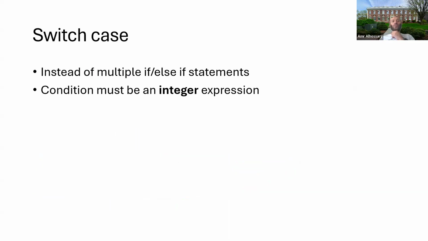Okay, the second way to branch into several branches is through switch case. This is the start of today's lecture, the new lecture for today. Switch case can be used instead of multiple if-else statements, and it takes an integer expression. It doesn't take a Boolean expression, so it doesn't take something like if a greater than 5. The expression is itself an integer, like 5, 6, 3, 1000, things like this.